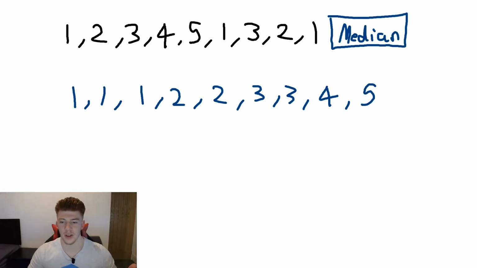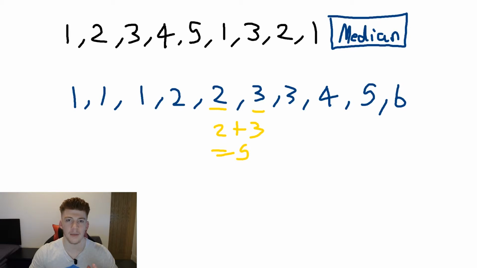But what happens if we were to add in an extra number? For example, the number 6 right here. Now that would mean there'd be 2 numbers directly in the middle of this list: this number 2 and this number 3. If this case ever happens, you have to add both of these numbers together, which gives you 5, which you then divide by 2. And this will give you the median of 2.5.